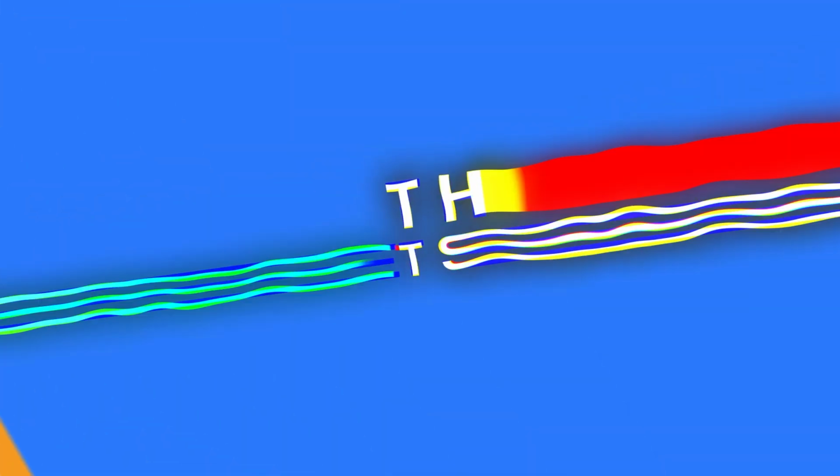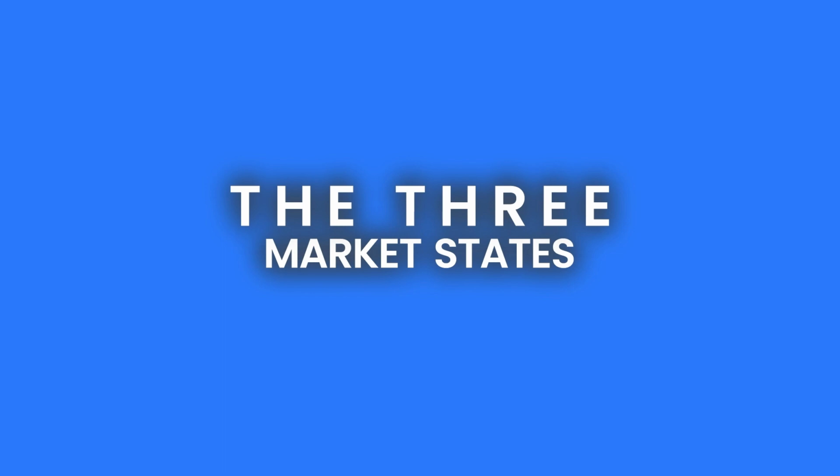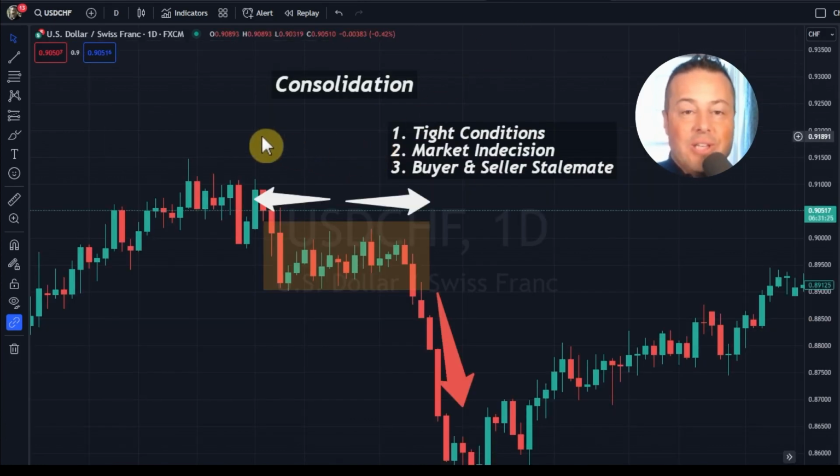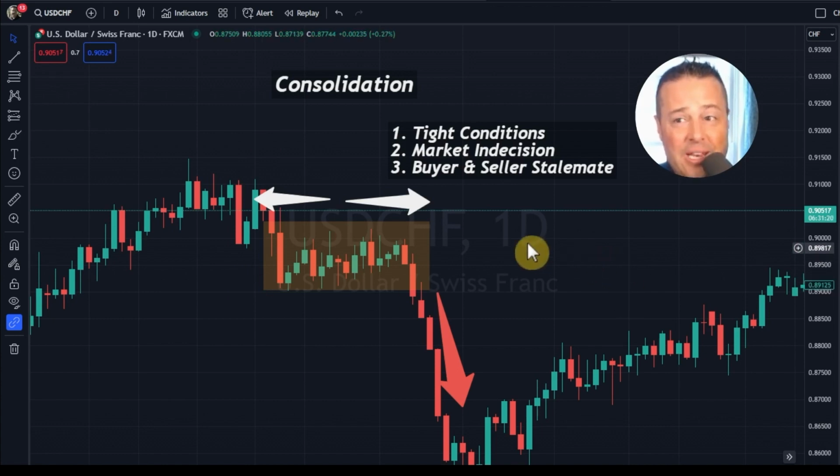All right, let's talk about the 3 market states vital to price action trading. Number 1 is trend. Now remember, a trend is a directional move in price, and that's defined by either being a series of higher highs or a series of higher lows. Trend is easy to spot on really any time frame or any market. Number 2 is consolidation. Consolidation can be a bit trickier to spot. Still, it represents relatively tighter trading conditions, and what it is is market indecision. It means that buyers and sellers have fought to a stalemate. Nobody's quite won yet to push price directional in the form of a trend. So consolidation is number 2.